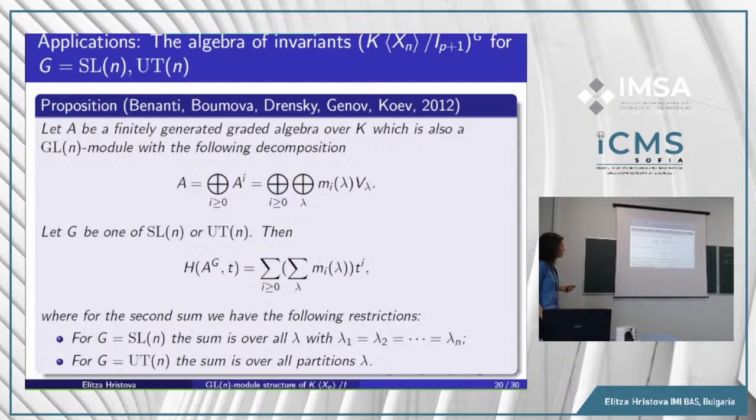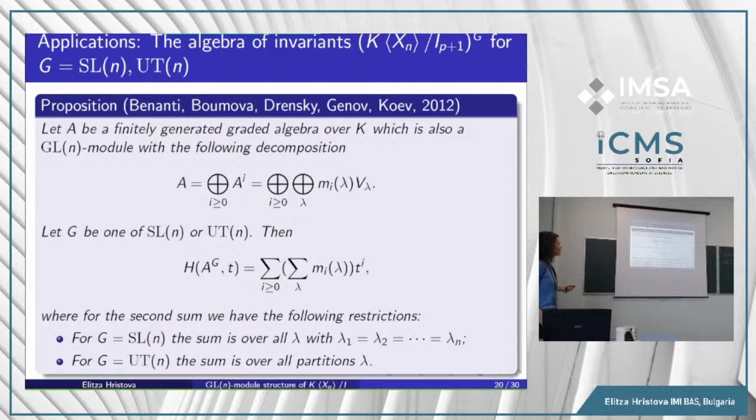The multiplicities here and here are the same, but now this is not over all partitions lambda, it's only over some partitions lambda. In the case of SL_N, we take partitions with equal entries, and in the case of UT_N, we take all partitions. So if we know the decomposition as a GL_N module, we can compute the Hilbert series. And the first part of the talk was exactly about the decomposition as a GL_N module.